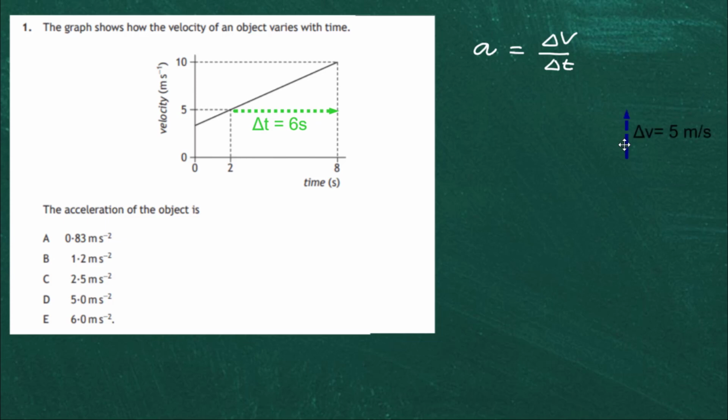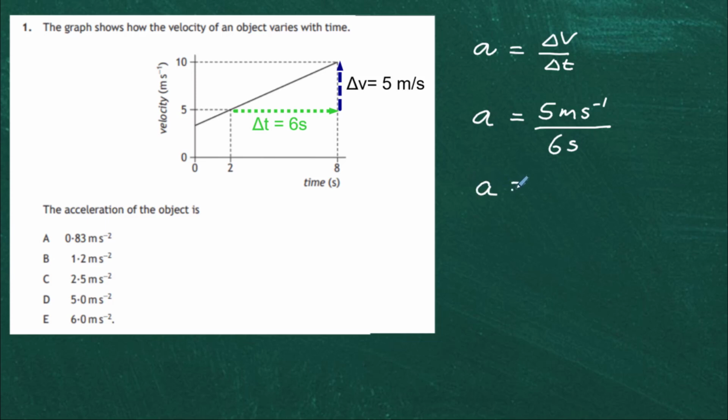And then we go immediately up from that, just like a step, and we can see that the change in velocity is going from 5 to 10 meters per second. So you've got delta v equal to 5 meters per second. The change in velocity is positive, therefore the acceleration is going to be positive. So all we have to do in this question is just put in our numbers. The acceleration is going to be the change in velocity, which is 5 meters per second, and divide that by the change in time, which is 6 seconds.